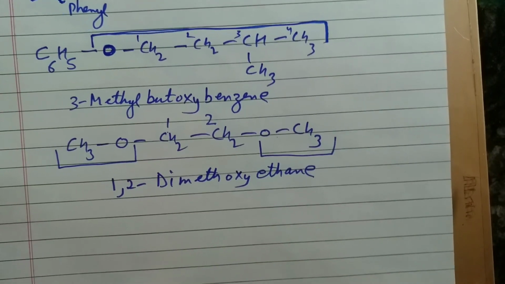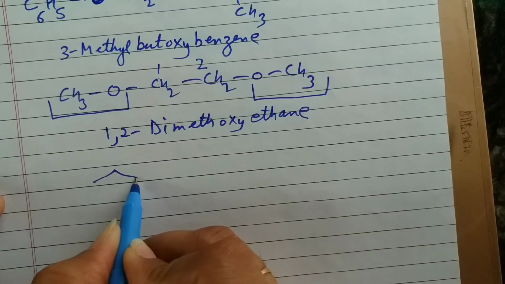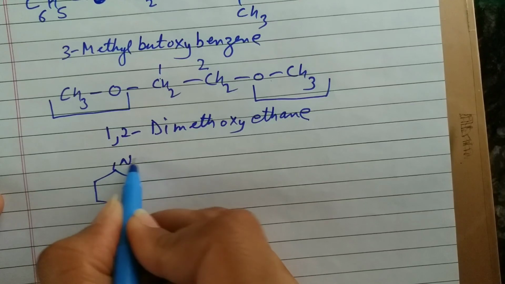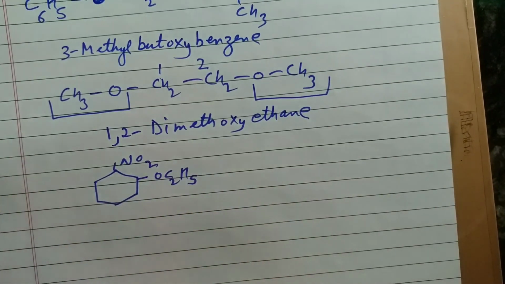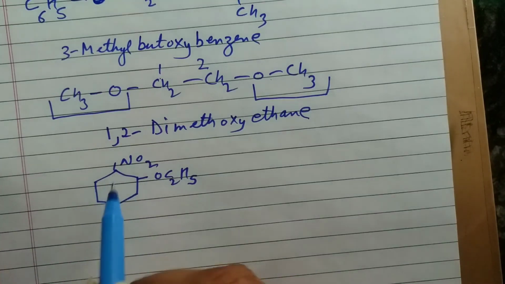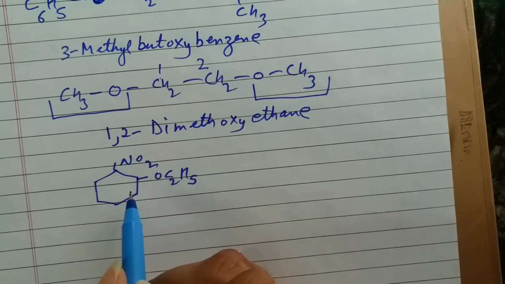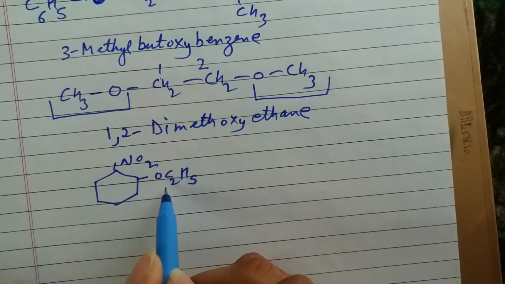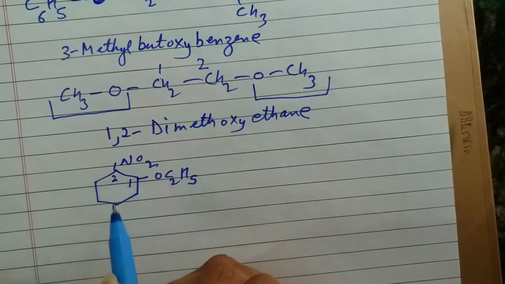1, 2 dimethoxy ethane. One last example now, because I want to include a cyclic ether also with you people. So let's take this example. This is a cyclic compound containing a nitro group and ethoxy group. Now here you have to number this cycle. You can start from this or from this, but you will have to do it alphabetically. This is nitro, starts with N. This is OC2H5. What group will this be? This will be ethoxy. So starts with E. Therefore this has to be considered as 1 and this has to be considered as 2.